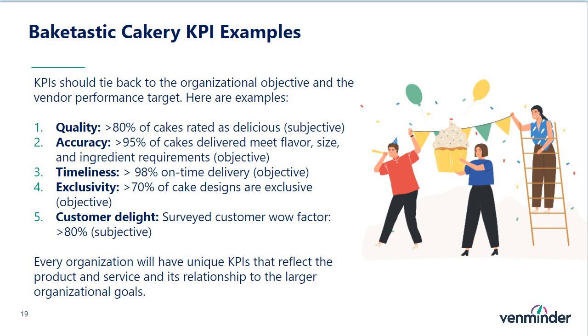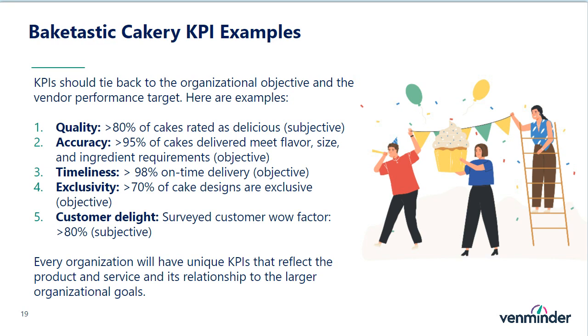Now, we also want the cake orders to be accurate. That means the flavor, size, and ingredients. We have a lot riding on these cakes. So that KPI is set at 95% or higher, and that's an objective metric. Since we're always marketing that we're on time and we have this 2-hour window, we have a very high expectation that the cake vendor is going to get those cakes there on time. So we're asking them to hit 98% of the time or better.